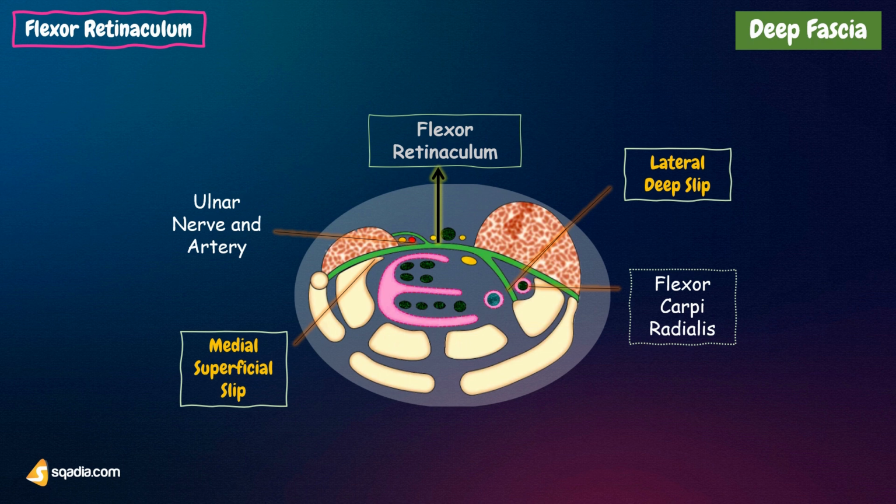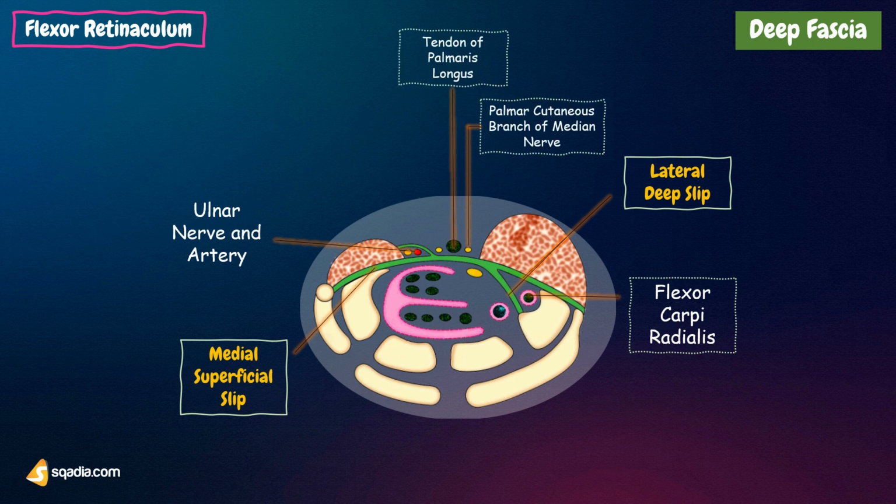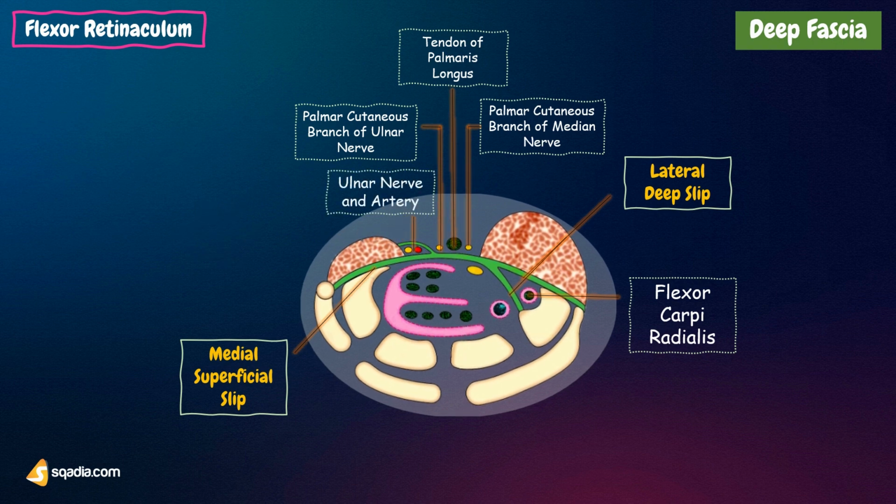So, the relations of the flexor retinaculum are divided as superficial and deep structures. The structures passing superficial to the flexor retinaculum are the palmar cutaneous branch of the median nerve, the tendon of the palmaris longus, the palmar cutaneous branch of the ulnar nerve, the ulnar vessels, the ulnar nerve, and the thenar and hypothenar muscles arise from the retinaculum.